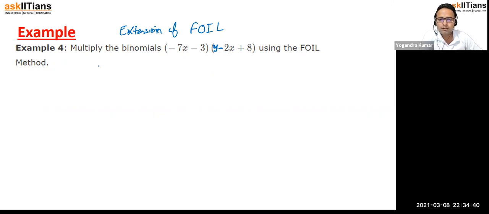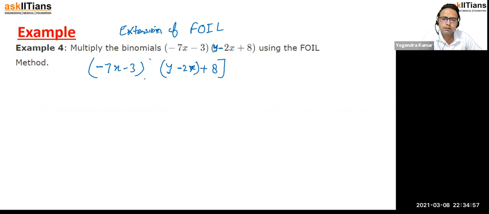So what we'll do here, let me show you, don't worry. 7x minus 3. What I'll do here, y minus 2x, I can consider as one term plus 8. Now this is the first term here. Now I can consider this to be a binomial expression, like this. So let's apply the FOIL method.